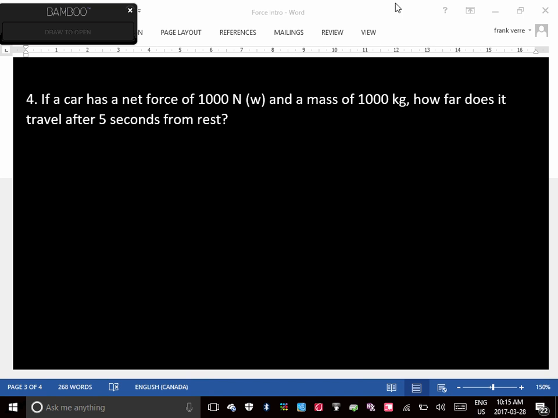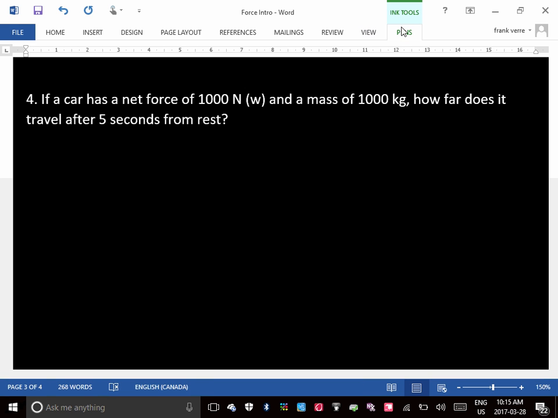Okay, ladies, so we're going to look at some really basic force questions, and here's the first one. We're going to look at an object. We're going to assume that that's the only force acting on the object, and we're going to figure out how far it travels after 5 seconds. So let's take a look at this question.